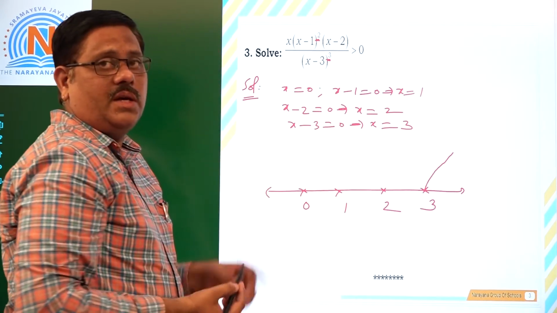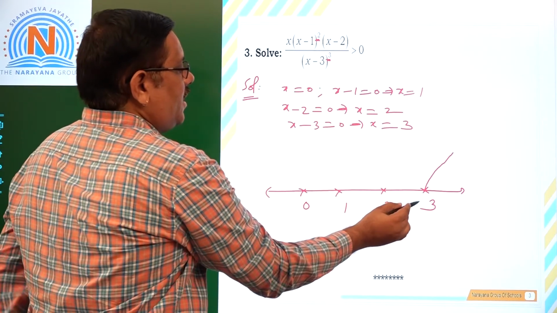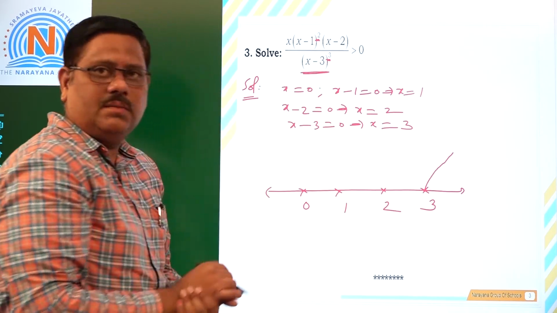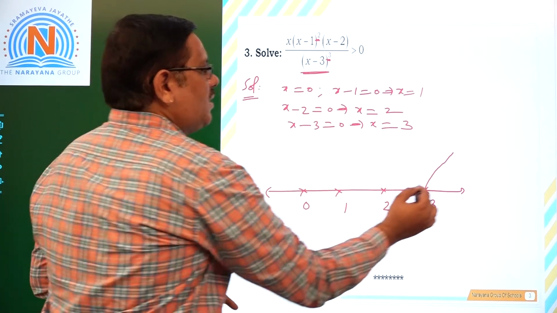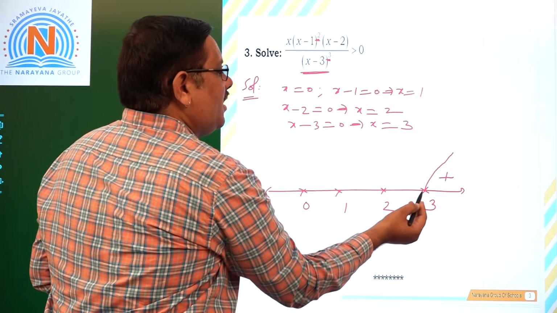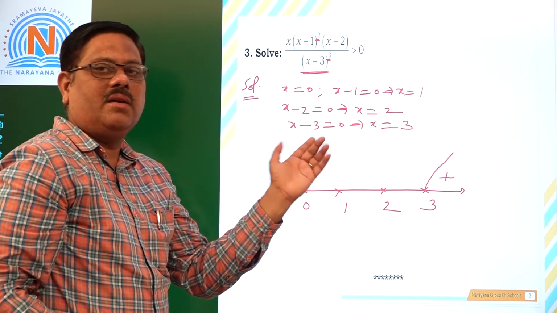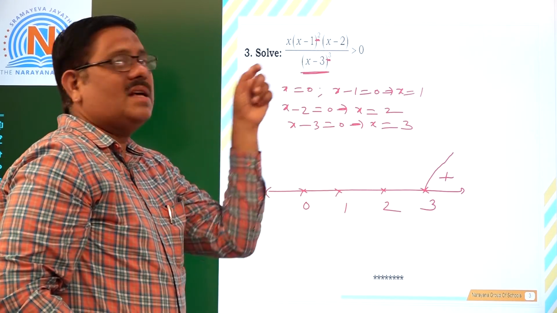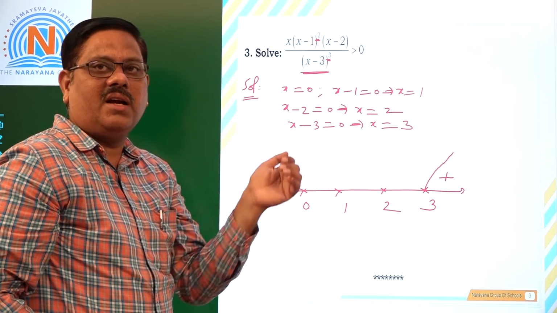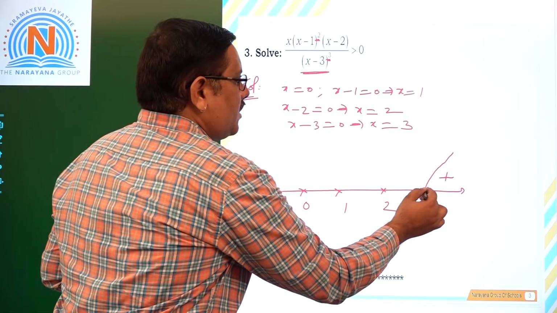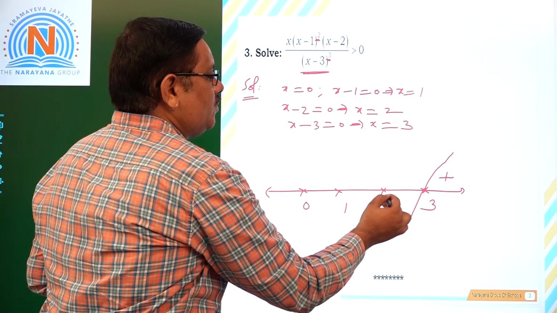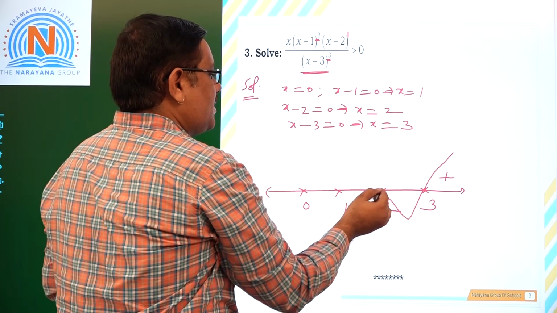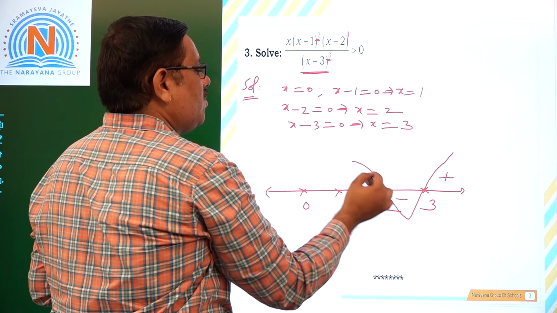Now, this is a very important discussion. At 3, because of the linear factor x minus 3, if x minus 3 has even power, whatever sign the curve has before 3, even after 3 the curve is going to have the same sign. If it is plus, it remains positive if x minus 3 has even power. But as it has odd power, 1, 3, 5, 7, any odd power, the sign of the curve changes. Now again you have to check with 2. x minus 2 has power 1, which means odd power. So again the sign changes, negative to positive again.